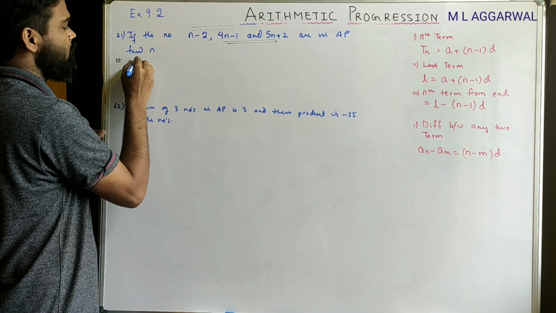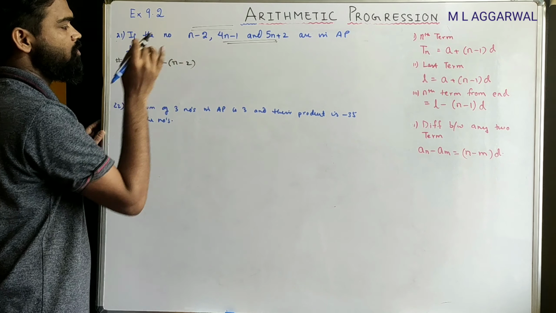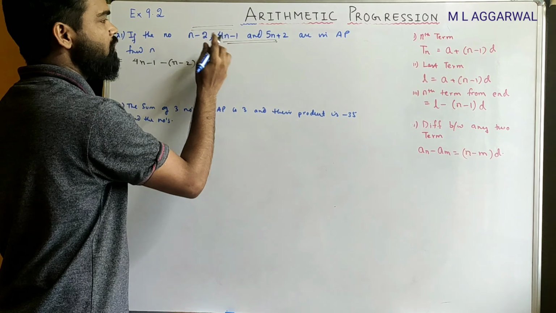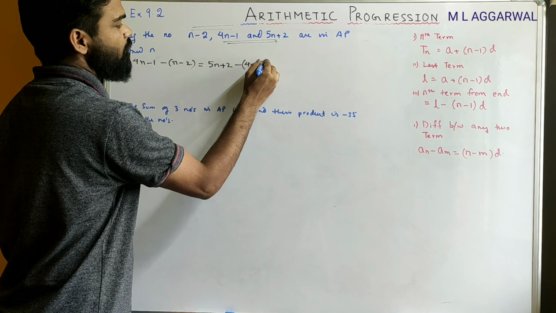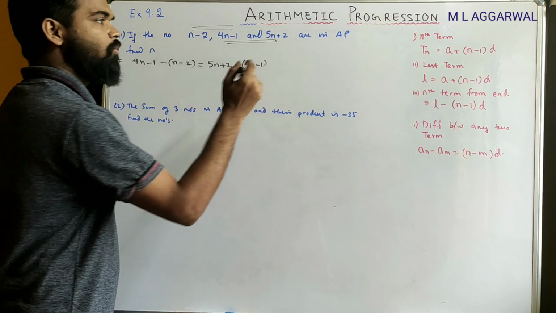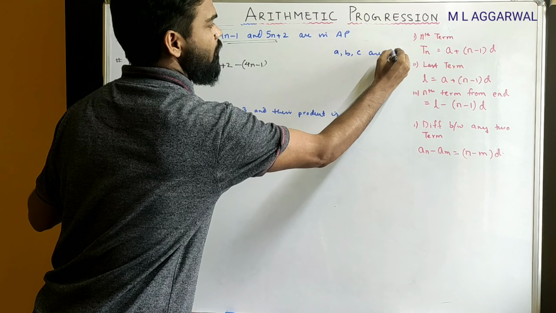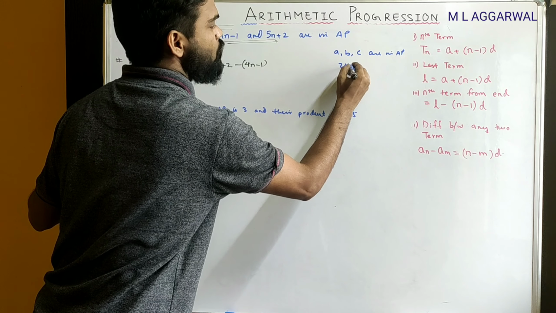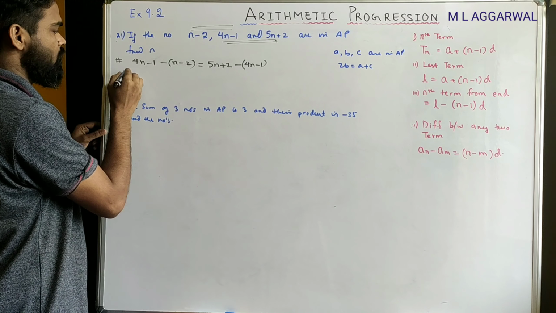which means I can write 4n minus 1 minus n minus 2. The difference of these two will be equal to the difference of these two, which is 5n plus 2 minus 4n minus 1. And I told you earlier, if A, B, C are in AP, remember 2b equals a plus c. We could have used that also. Okay, now just solve it.